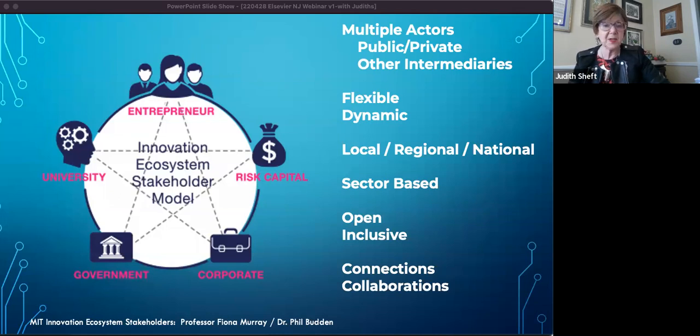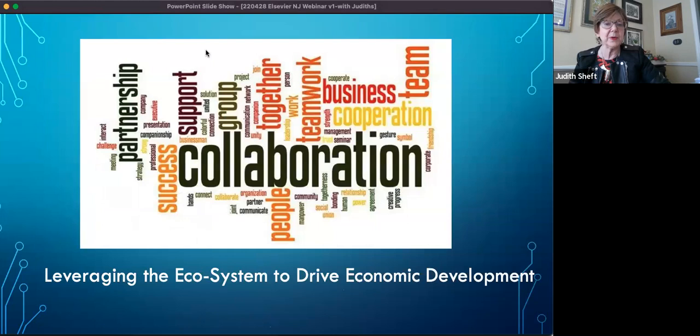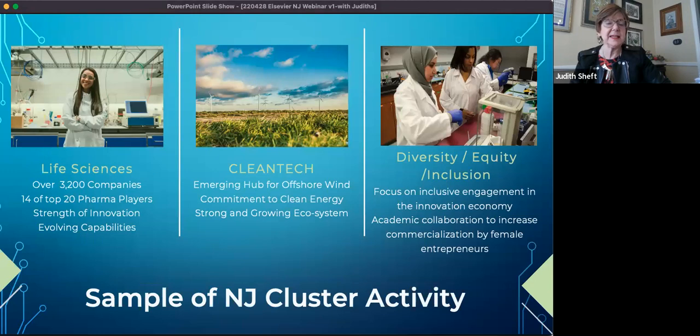On the next slide, there are some examples of some of the things that we have done in New Jersey. I'm sorry, this slide is really talking about leveraging the different elements of the ecosystem to drive economic development. These are some of the words and some of the things that you want to be thinking about as you're driving economic development and looking for ways to collaborate. The next slide shows some examples of the cluster activity in New Jersey.